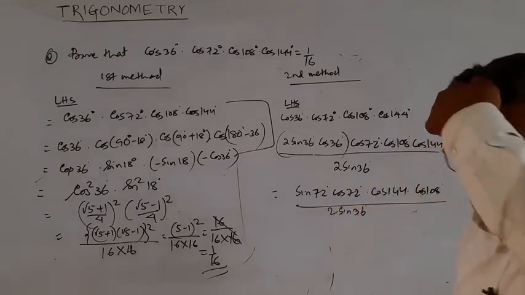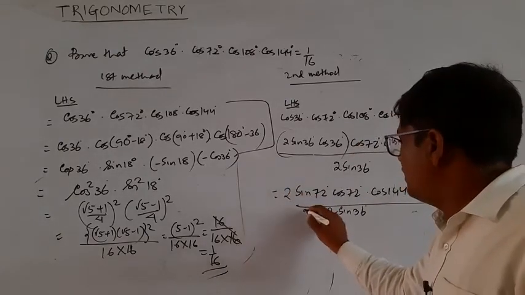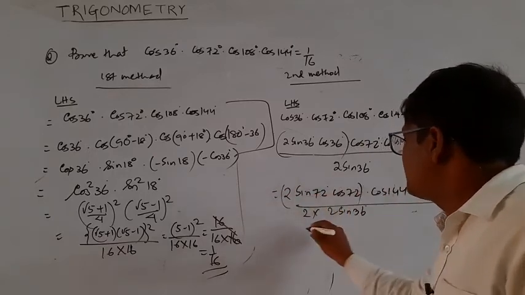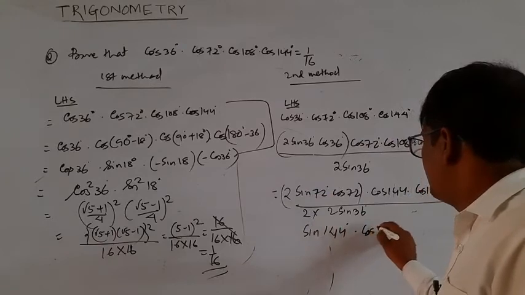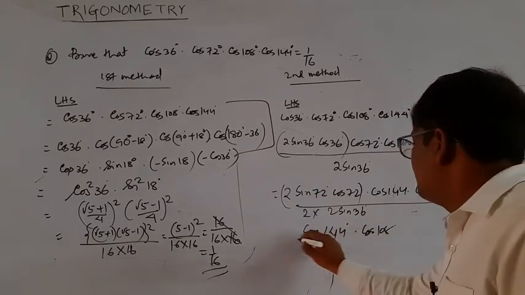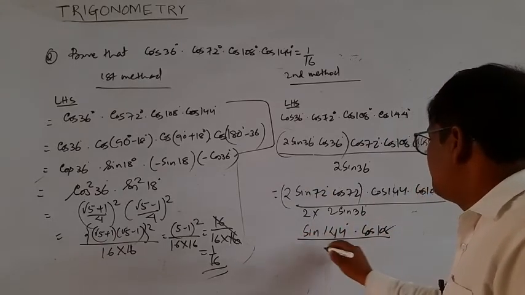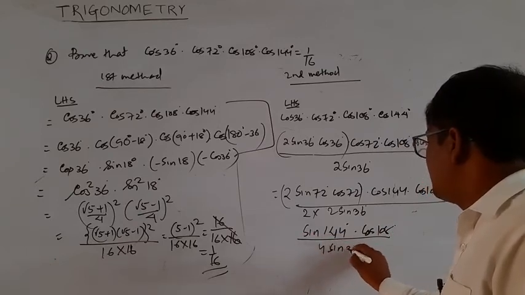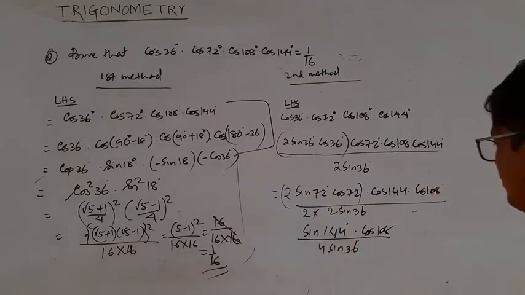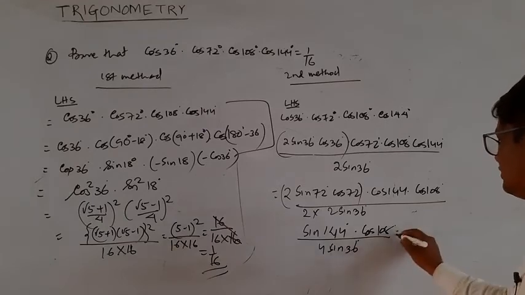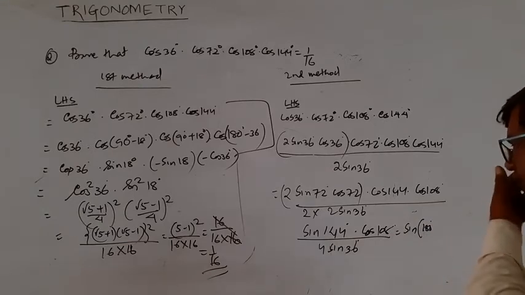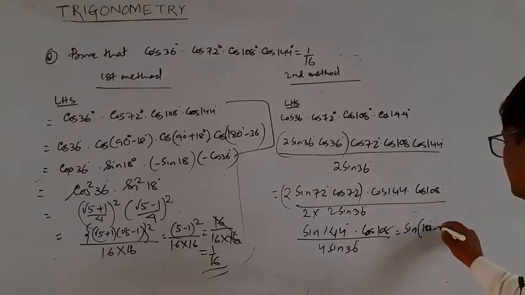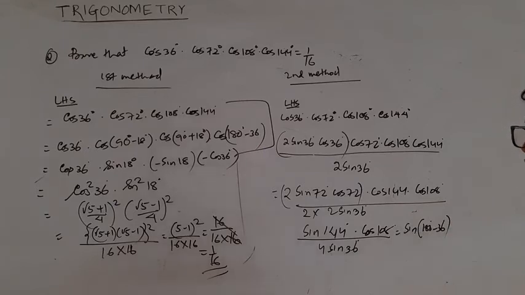Again multiply and divide by 2 here. So into 2, again into 2. This is what? Sin 144 degree into cos 108 divided by 4 sin 36 degree. Now this is what? Sin 180 minus 36.